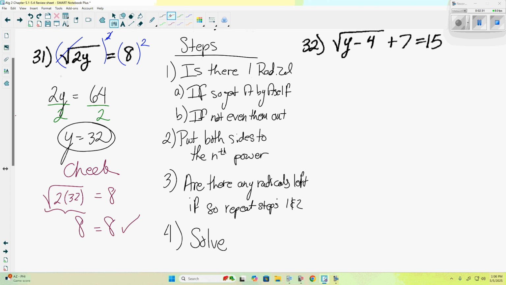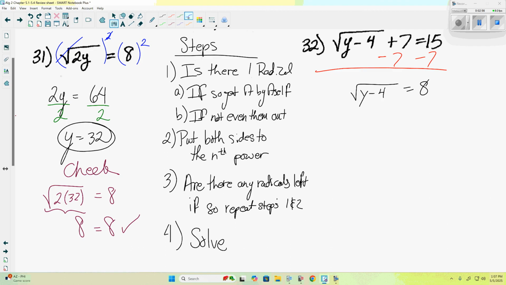Let's look at 32. Square root of y minus 4 plus 7 equals 15. Is there one radical? Yeah, so we need to get it by itself. So what can we do first? We can subtract 7 from both sides. So it's the square root of y minus 4 is equal to 8.